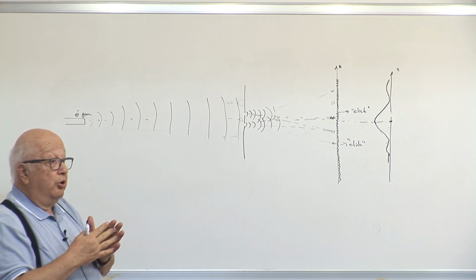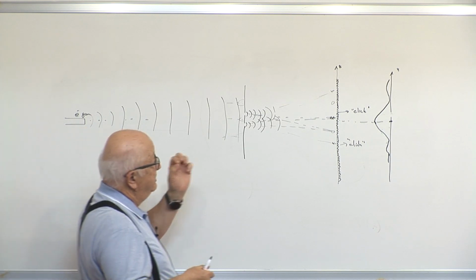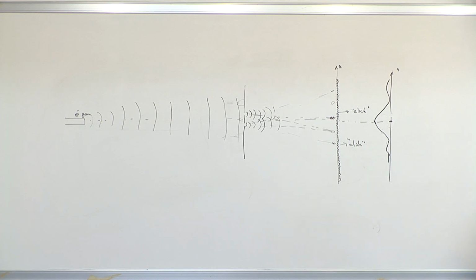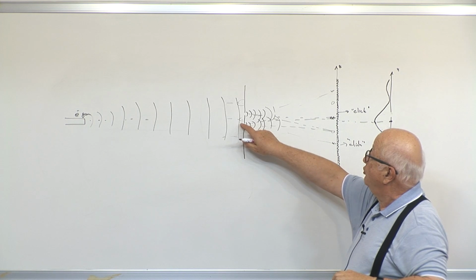Okay? So the electron, although it is detected as a single particle at a certain point, so when we detect the electron, it has to be at a certain point. It seems to be passing through both of these slits.